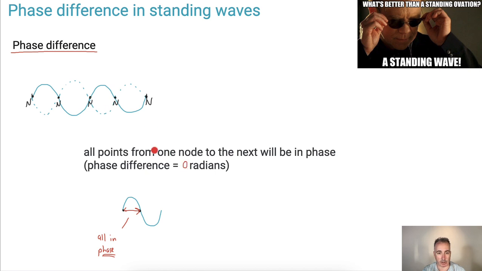This here is an important piece of information. Okay, this is very, very important. So that means from one node to the next, from here to here as well, these points are all in phase with each other. That's because they're all going up or they're all going down. They're all going the same sort of direction. So all these are in phase. All the ones from here to here are also in phase, and so on.